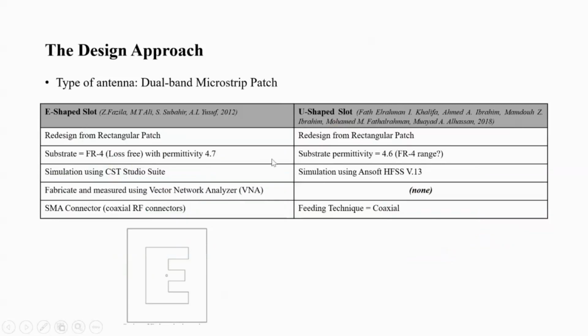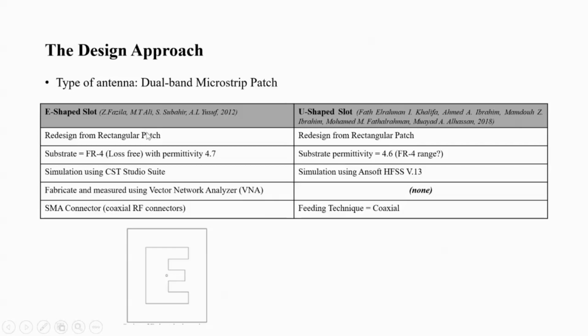Okay, this is the summary I've done for three related articles to the article given from the lecturer. So first is the design approach. The type of the antenna is the dual band microstrip patch. The three articles are all dual band microstrip patch, but with different slot shapes. Okay, the first is the E-shape slot, which is the article provided by the lecturer.